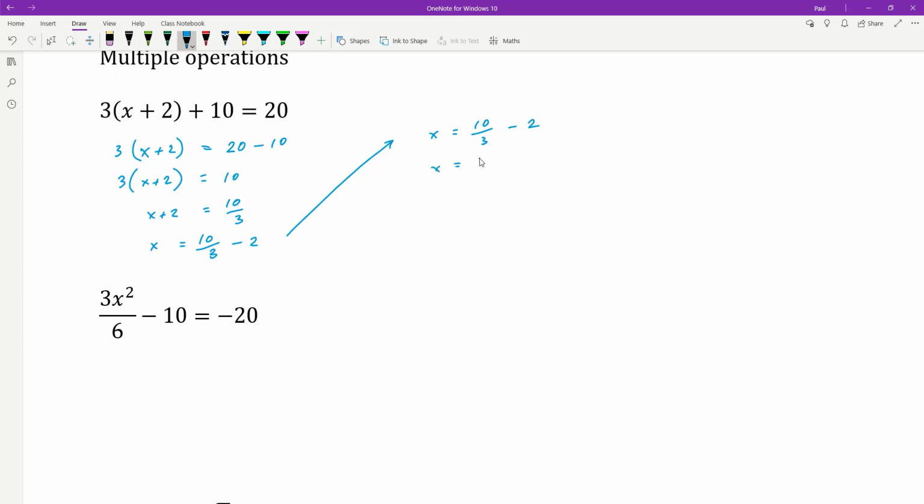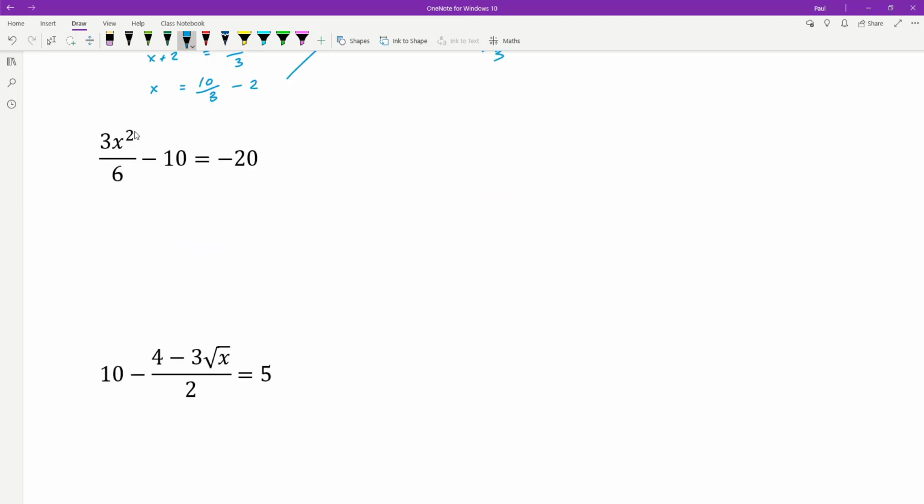So x is equal to 10 over 3 minus 6 thirds, because 3 goes into 6 2 times. Now that they have the same denominator, 10 minus 6 is equal to 4, and of course it's still a fraction out of a 3. And if you want to do that as decimals, then that will be 0.75.